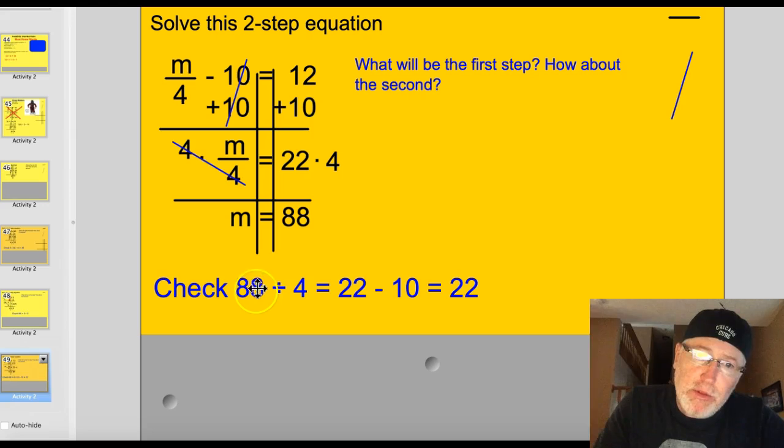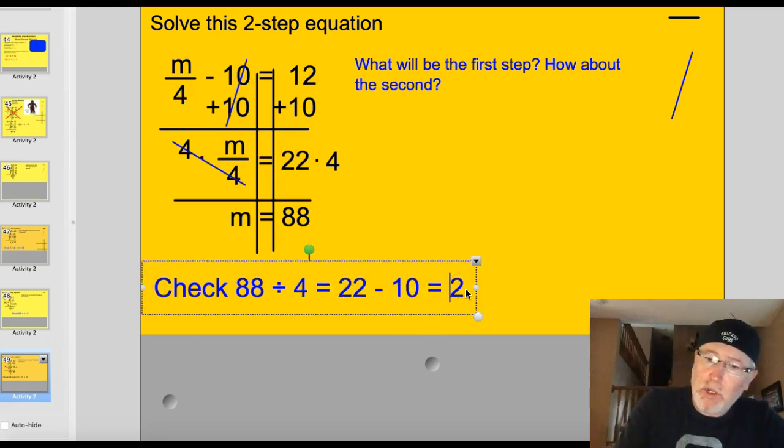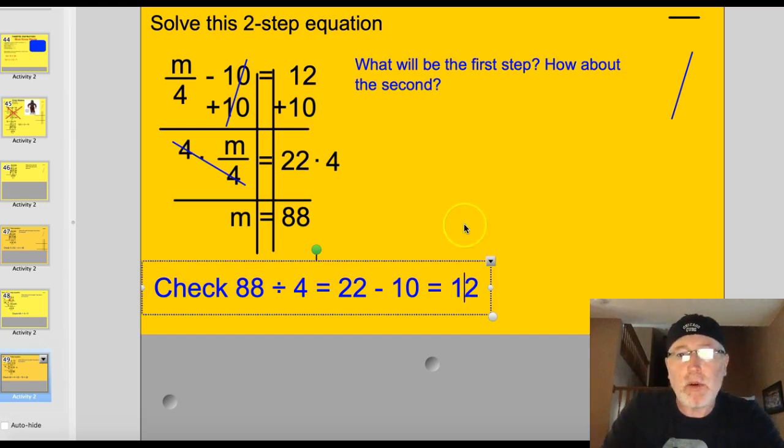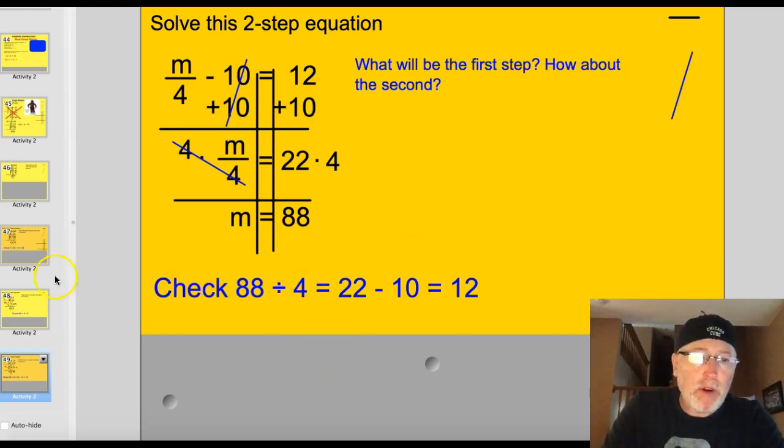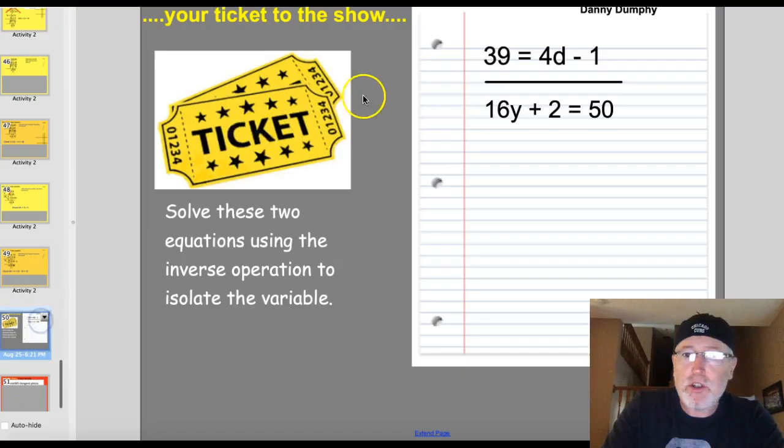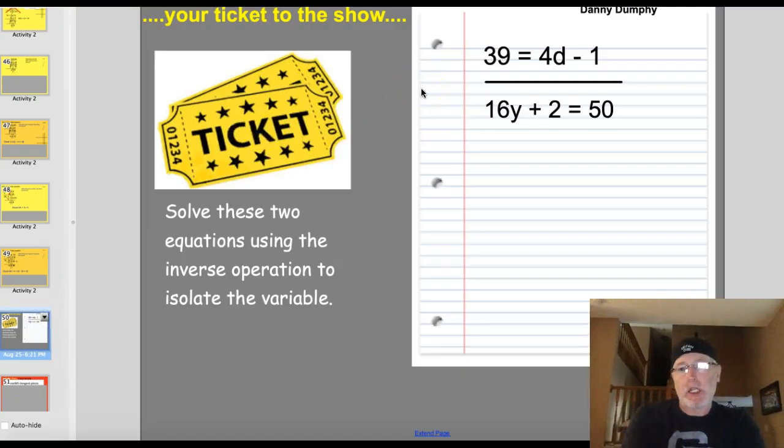Check out your answer. 88, that would be right up here with m. 88 divided by 4 is 22. Minus 10 is not 22. Minus 10 is 12. Sorry about the typo. All right. Very good. You are ready for your ticket to the show problems. Go ahead. Copy those down.